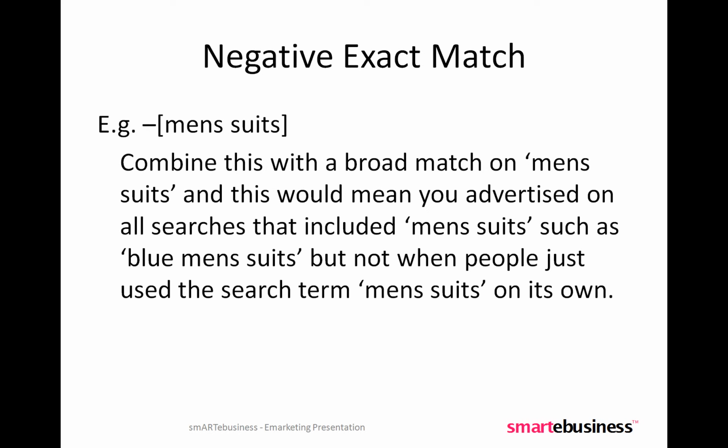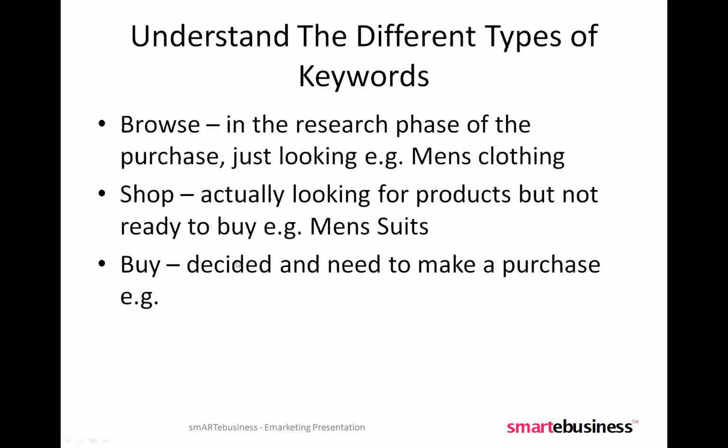And one that's not so well known is the negative exact match. This is when you can say, right, I only don't want it to come up on men's suits, and let's say you had a broad match on men's suits, it would come up on all the other terms like blue men's suits and all that kind of stuff, but it wouldn't come up on men's suits itself. Now you can use this if you find that your adverts aren't converting very well when there's just men's suits on their own, or the keyword on its own. But it's not really something I use that often.